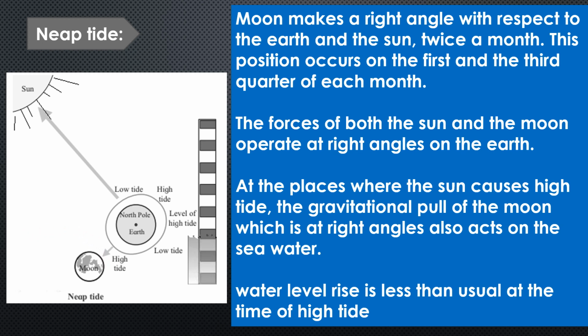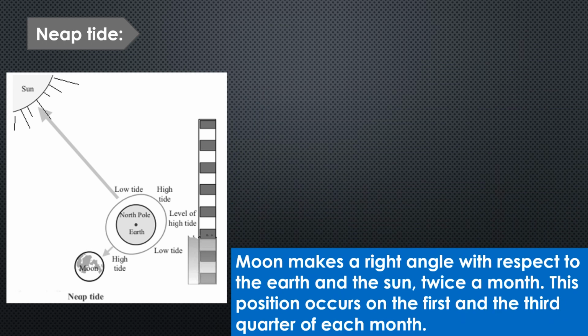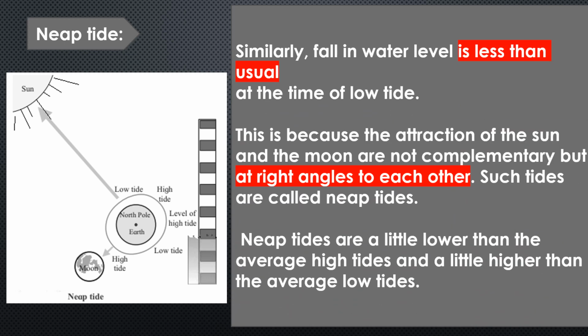At the places where the sun causes a high tide, there the gravitational pull of the moon, which is at right angles, also acts on the sea water. So here the water level rise is less than usual at the time of high tide. Similarly, the fall in water level is seen less than usual at the time of low tide.